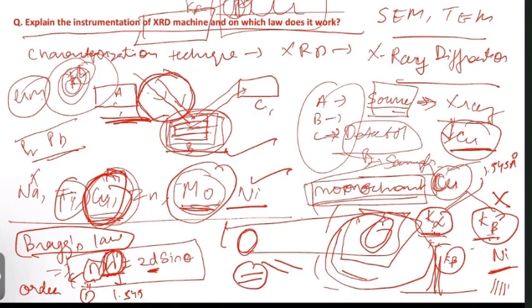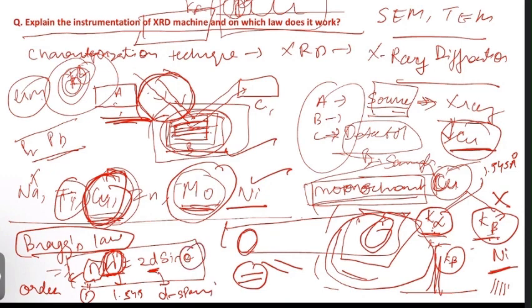What is D? D is the spacing. But what is D in this diagram? Where should I mark the D? D is the spacing of the parallel planes. These are planes. The distance between two parallel planes is the D spacing.